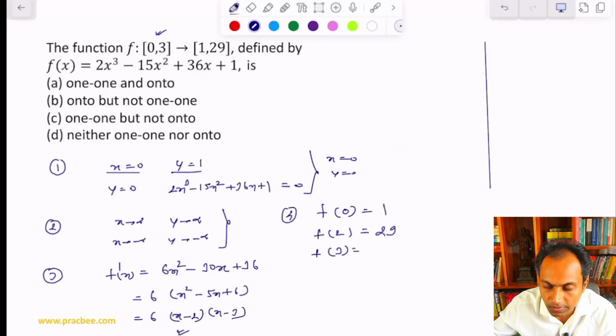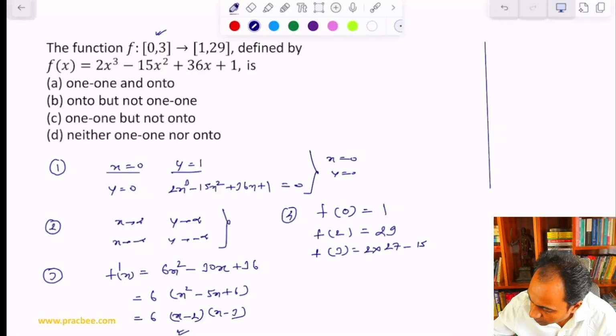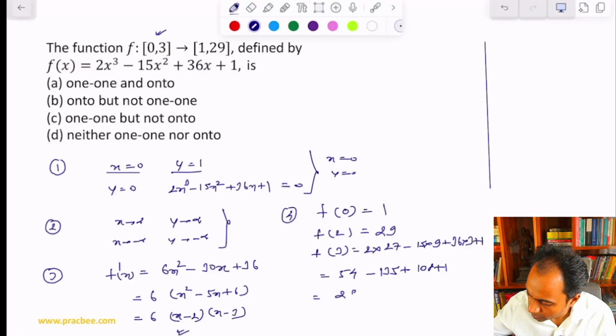If you put 3, the value will become 2 into 27 minus 15 into 9 plus 36 into 3 plus 1. If I write this up, this becomes 54, this becomes 135, this is 108 plus 1. So this value comes out to be 28.